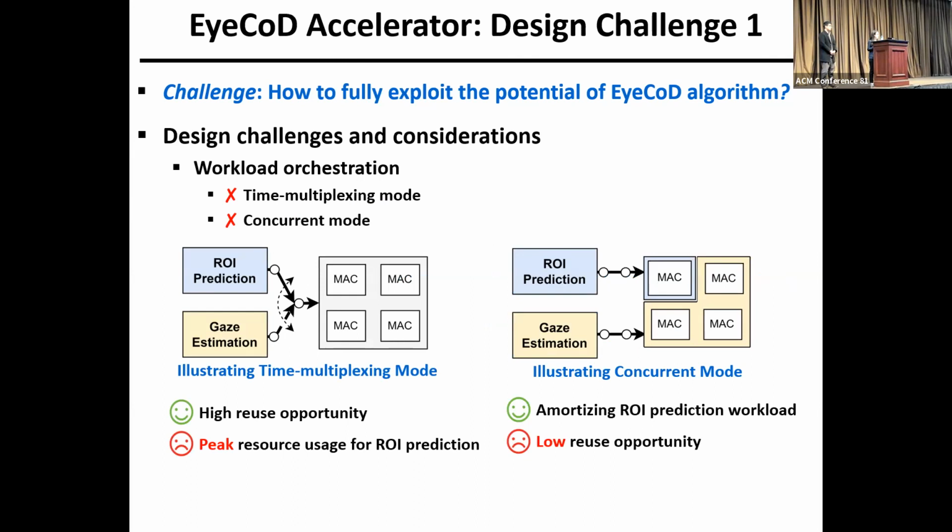The bottom figure here shows the pros and cons of two classical workload orchestration modes. As we can see, for the time multiplexing mode, although it can provide a higher reuse opportunity, it has a large resource requirement, and the peak resource usage is constrained by the ROI prediction model. For the concurrent mode, we can amortize the ROI prediction workload among 50 frames. However, the ROI prediction model has limited reuse opportunity due to the limited number of MACs assigned to it. So the challenge is, can we marry the best of these two modes in our design?